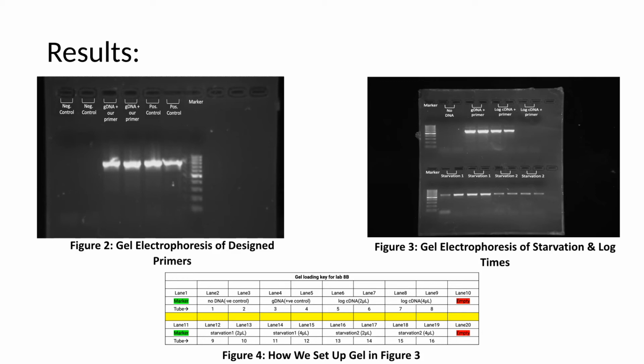Lanes 12 through 15 contain the S1G DNA, which shows a slight decrease in amplification and is consistent with our hypothesis. Lanes 16 through 19 contain the S2G DNA, which shows a decrease in amplification and is consistent with our hypothesis.